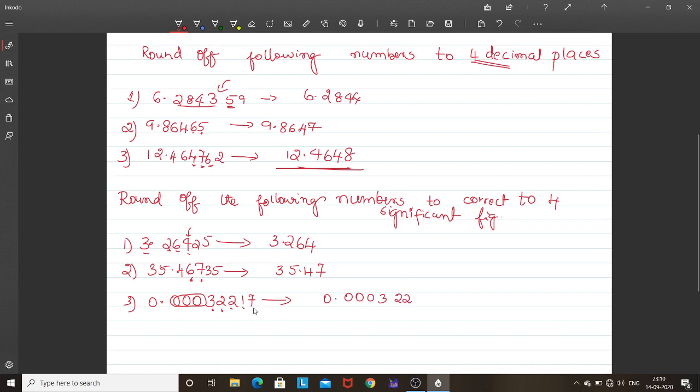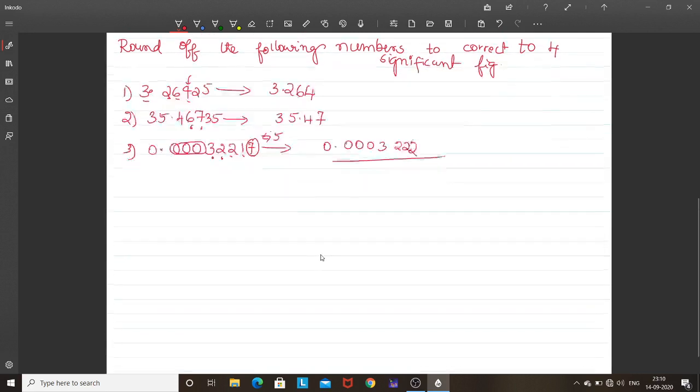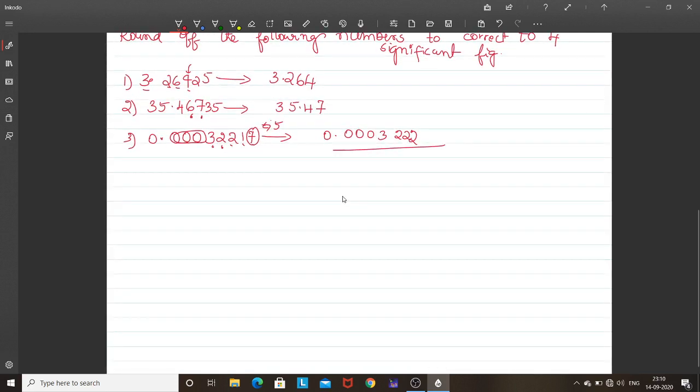Now when writing the fourth we should be careful. The next digit is 7, which is greater than 5, so I have to increase the digit in the fourth place, that becomes 2. So here is your rounded off digit. Okay, this is all about rounding off figures. And the next topic we are going to talk about is errors.